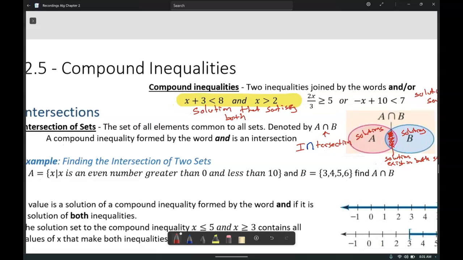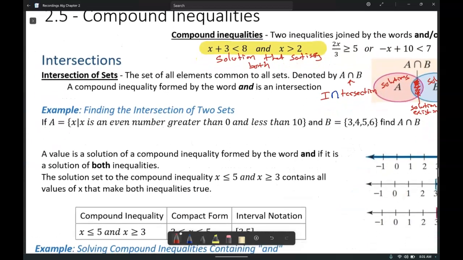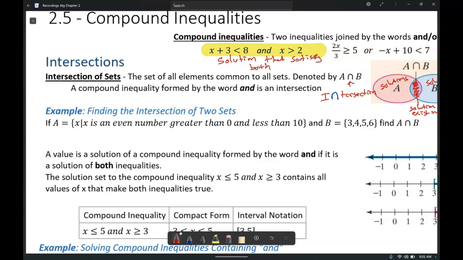Let's look at some general sets, and then we'll expand this to inequalities. So we're given two sets. A is the set of x such that x is an even number greater than 0 and less than 10. And set B is just the numbers 3, 4, 5, and 6. We want to find the intersection, or the overlap, between the two sets. Well, since our first set is even numbers greater than 0 and less than 10, we can look in our second set and identify even numbers that are greater than 0 and less than 10. Well, 4 is an even number between those values, as well as 6.